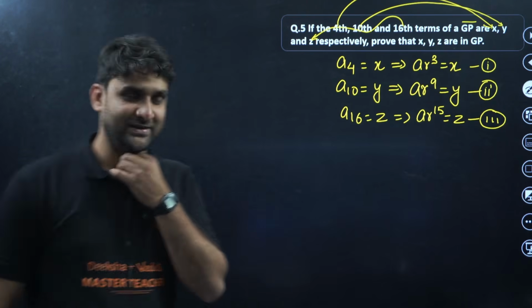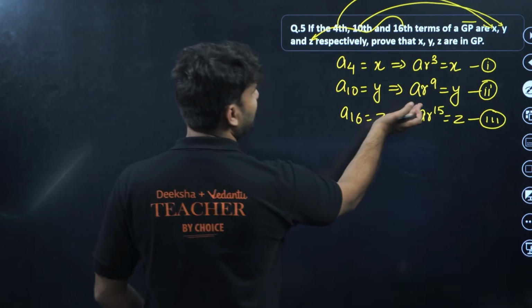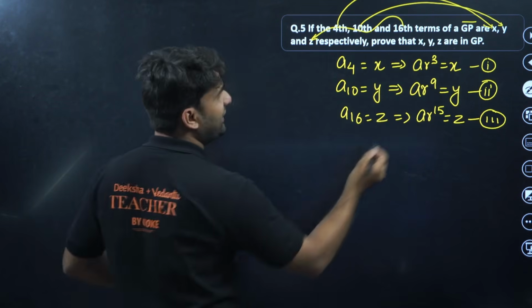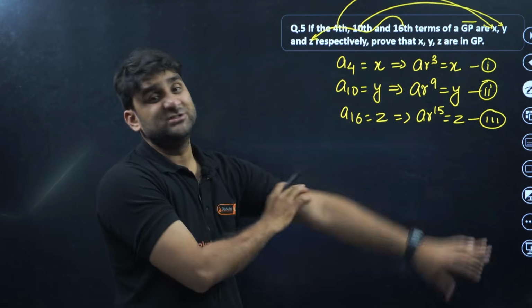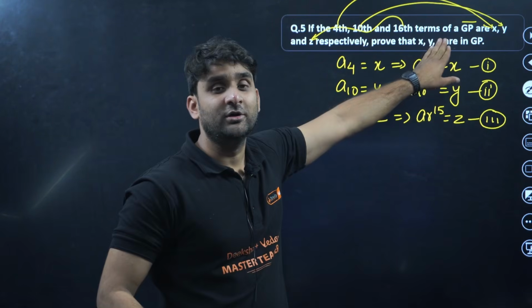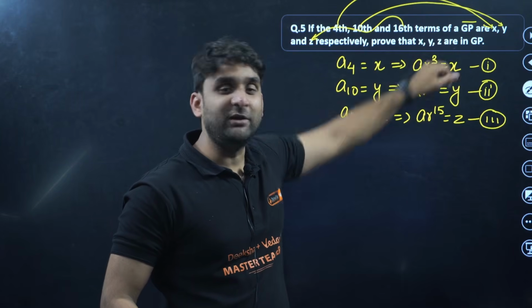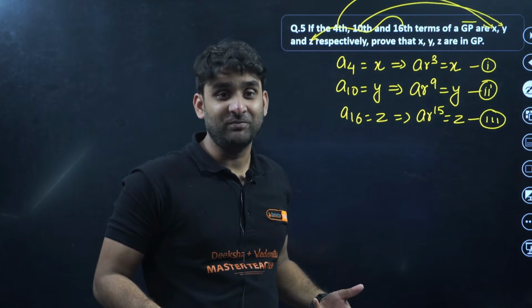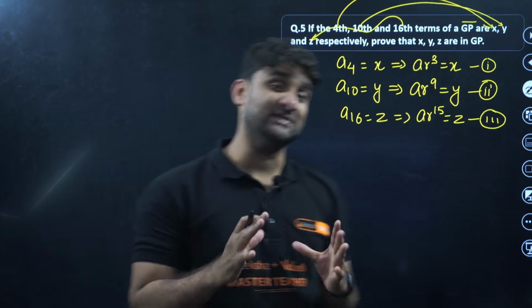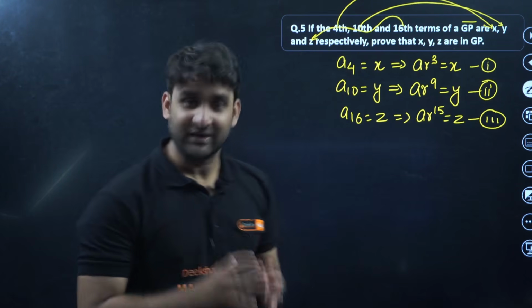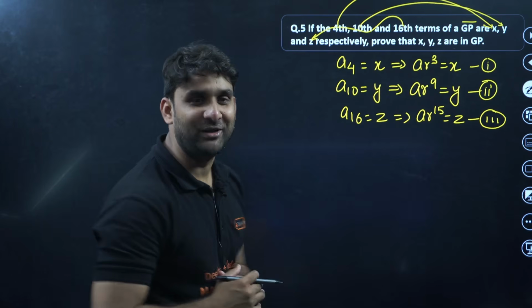Now do one thing. Let's divide y by x, because we have to prove x, y, z are in GP. So when can they be in GP? When the common ratio between x and y and between y and z are equal to each other. If the common ratios are equal, then only we can say that x, y, z are in GP. So let's find out one by one.